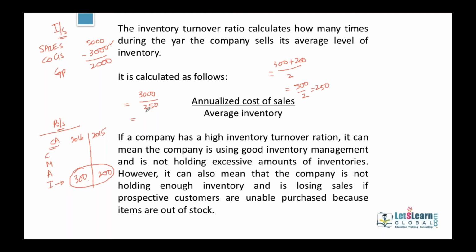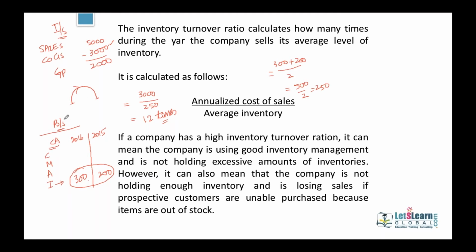All activity ratios, remember, are to be expressed in times and days. So 3 million divided by 250,000 will give us 12 times. That means our inventory is converted into credit sales 12 times. So in a year it will be converted into sales 12 times. This cycle will take place 12 times.